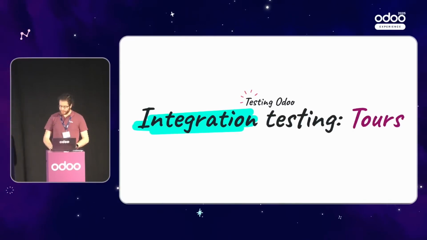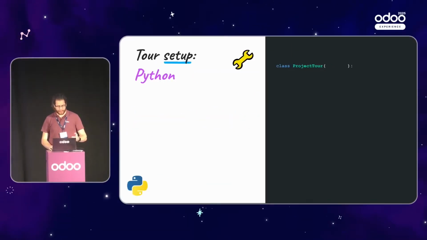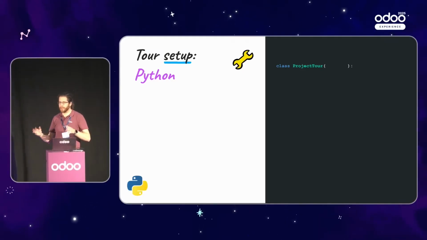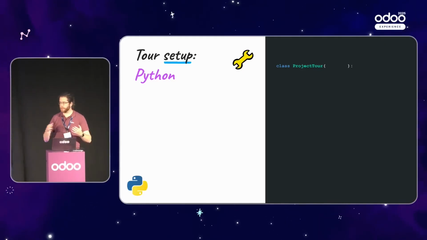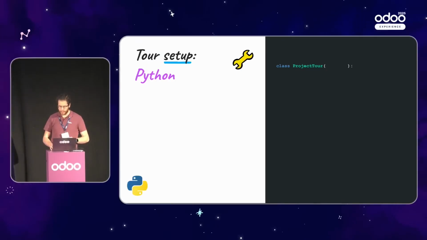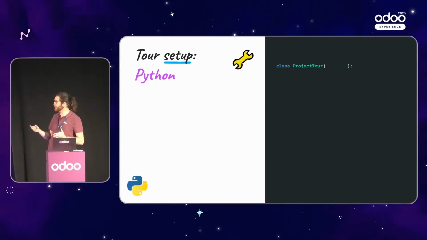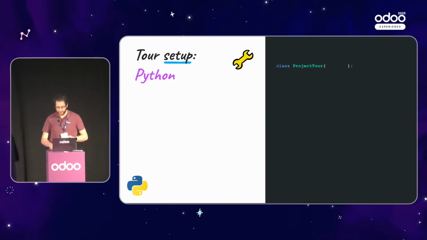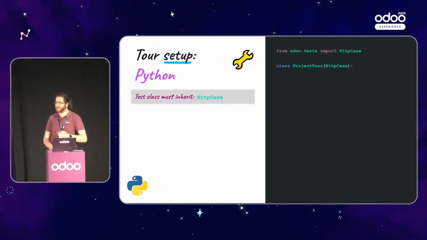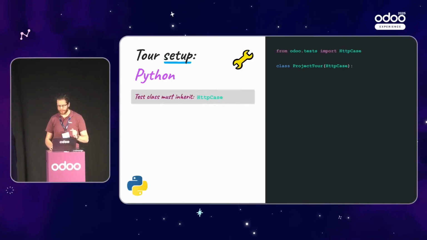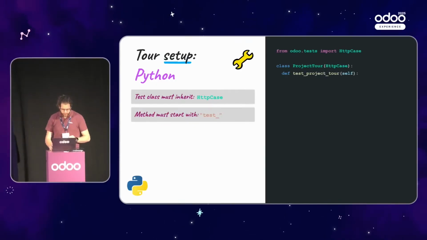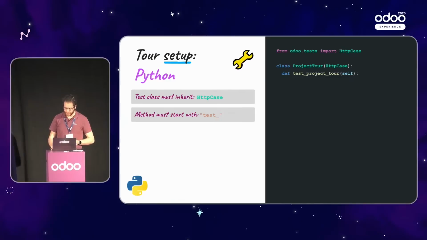Next, we have the integration testing. So tours. Same way, I will show you the setup. A tour is executed from a Python unit test, so the steps are mostly the same. You have to write a file into the test folder, you have to start it with test underscore, and then create a class in it. In this case, we will use HttpCase, because this is the class that provides us with the start_tour helper. The methods will start with test underscore as well.